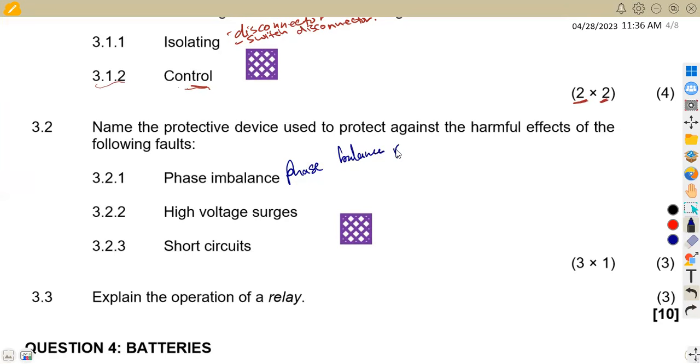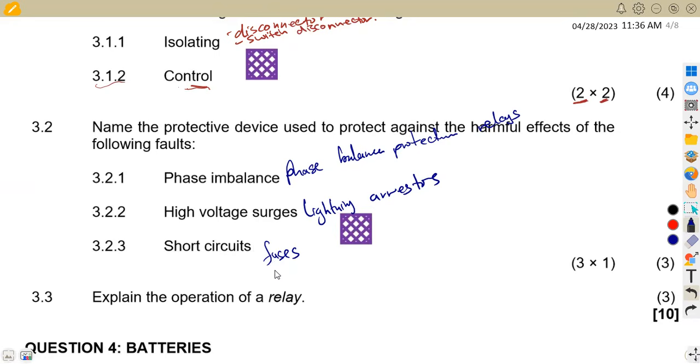So this is going to be protective or protection relays. On high voltage surges, we can have lightning arresters. Also, for short circuits, we can use fuses, and also breakers.